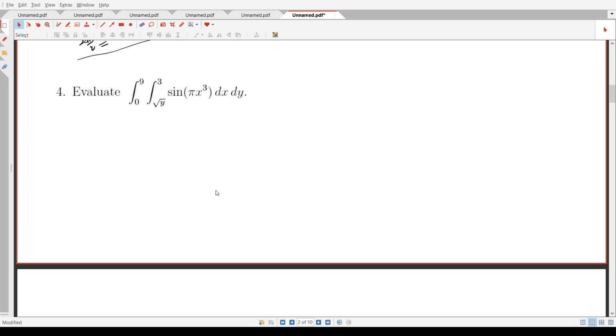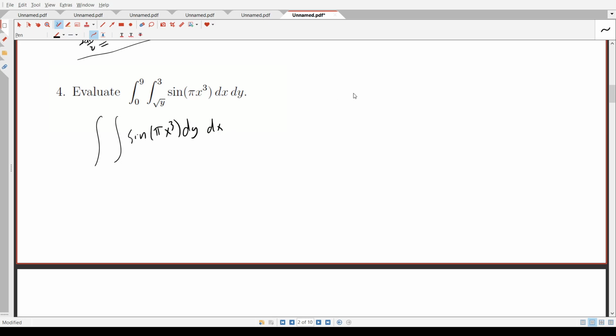Okay, so here, this is written as the integral of sine of pi x cubed dx. I don't know how to integrate this with respect to x, but if I integrate it with respect to y, there's a chance that I might be able to actually do it. So what I'm going to do is flip the bounds. I'm going to leave it in terms of x and y, but I'm going to flip the bounds. So this is going to be the integral of sine of pi x cubed dy dx.